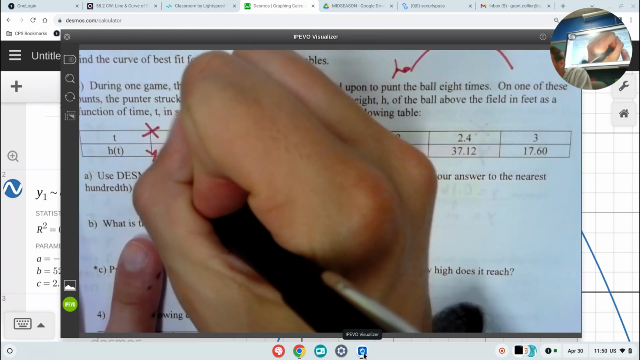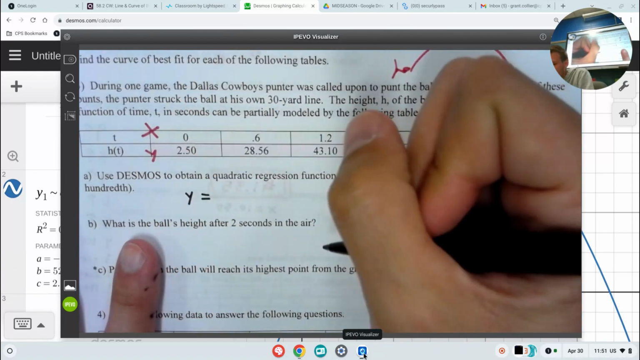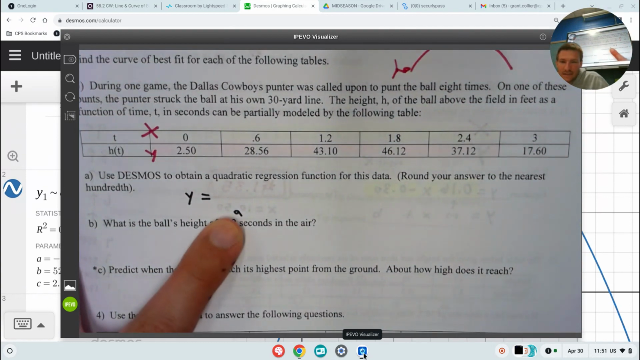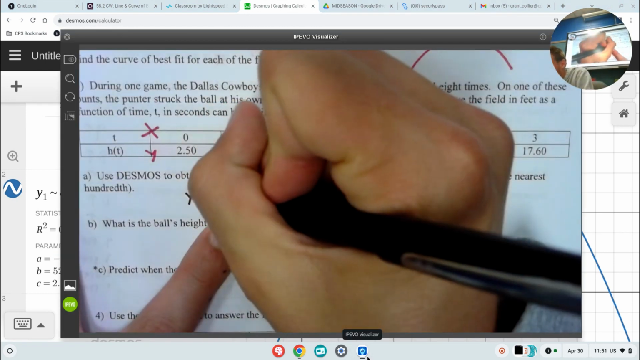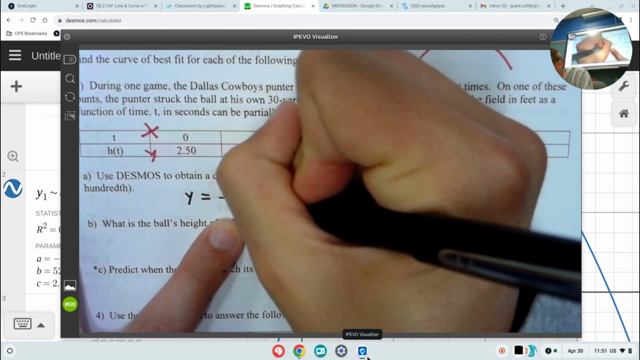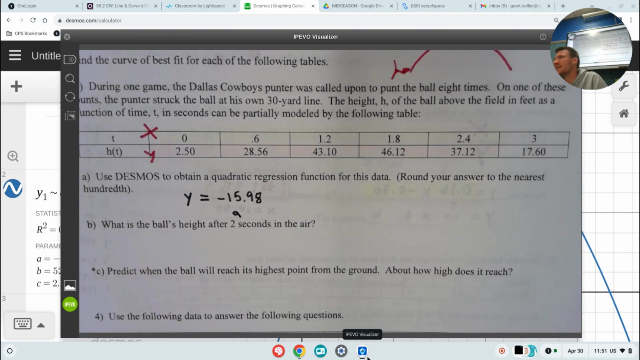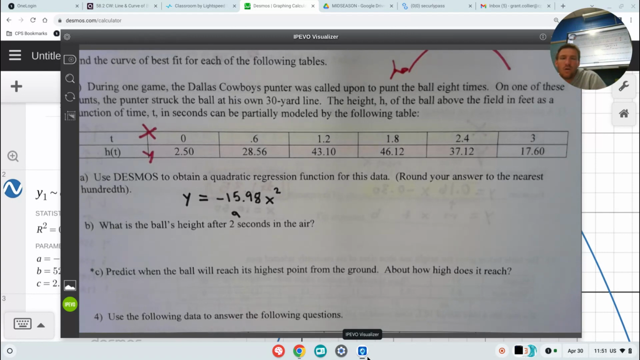I'm going to start with y, I don't need the 1, equals, I don't need the squiggly sign. Up next is A. What is the number for A? Negative 15.97. Do I need to go up to 98? Yes. Negative 15.98. And just like all year, you're going to start with the x squared. I don't need the 1. I need the x squared.